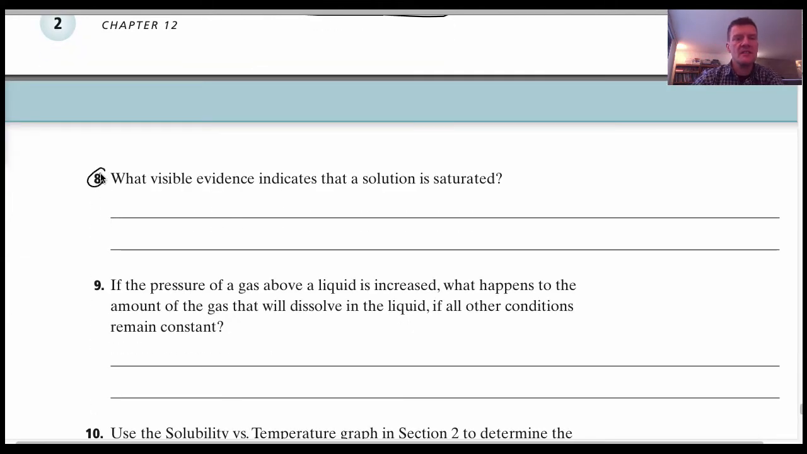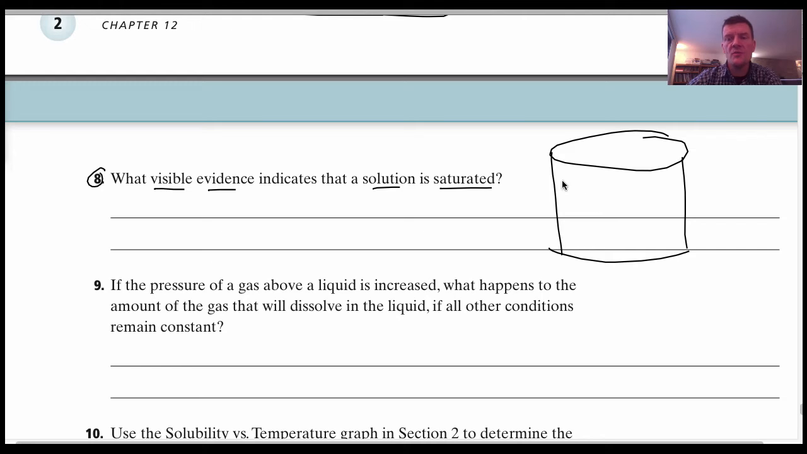Alright, number 8. What visible evidence indicates that a solution is saturated? If a solution is saturated, you will know because that particular solution is going to have some crystals down here at the bottom of that particular solute, whatever solid you're dissolving in there, and they will never go away. It doesn't matter how much you stir this, doesn't matter how much you shake it. If you added more water, or whatever solvent you have, then yes, that would change. Or if you increase the temperature, yes, that would change. But if you don't change the amount of water, or change the temperature, you will have crystals down here if it is saturated.